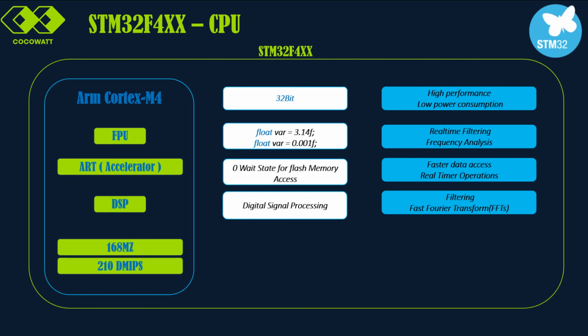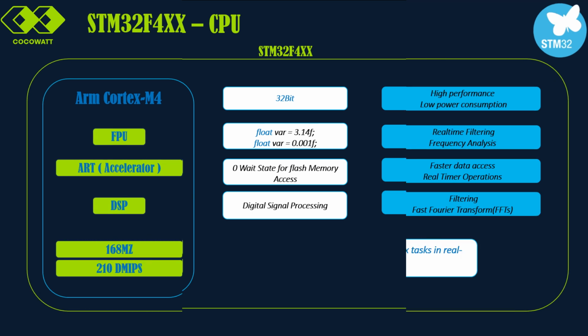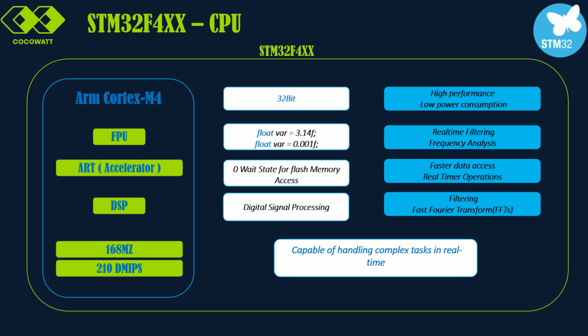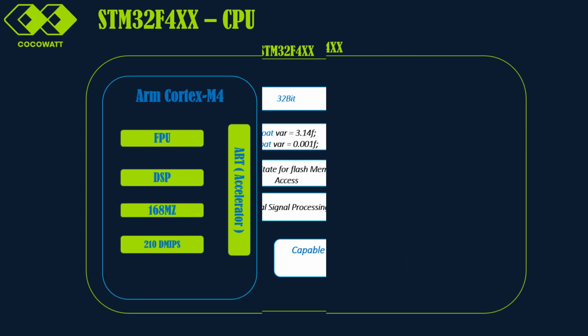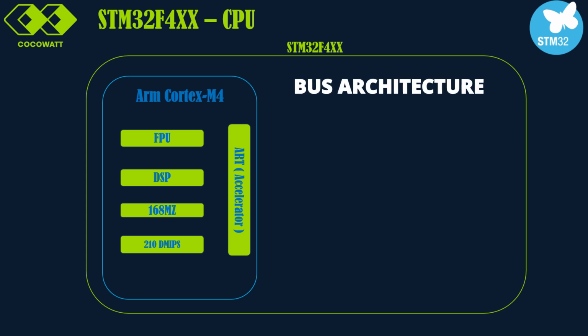The ARM Cortex-M4 core in the STM32 is a real powerhouse. It can achieve 210 DMIPS, which is Dhrystone million instructions per second, at 168 MHz, with a performance of 1.25 DMIPS per MHz. This means it's capable of handling complex tasks in real time, like processing sensor data or controlling motors with ease. Now, let's dive into the bus architecture.